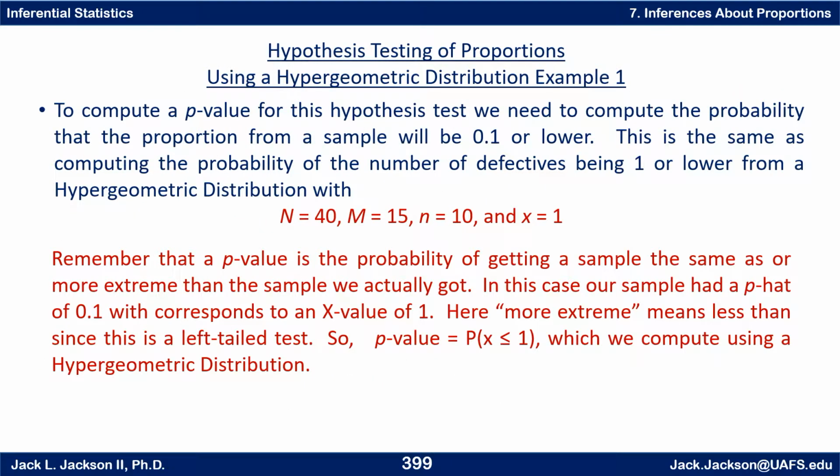The p-value, once again, is the probability of getting a sample the same as or more extreme than the sample we actually got. In this case, our sample had a p-hat of 0.1, which corresponds with an x value of 1. Here, more extreme means less than, since this is a left-tailed test. So the p-value is the probability that x is less than or equal to 1, which we compute using a hypergeometric distribution, where the population size is 40, the number of successes in the population is 15, and the sample size is 10.